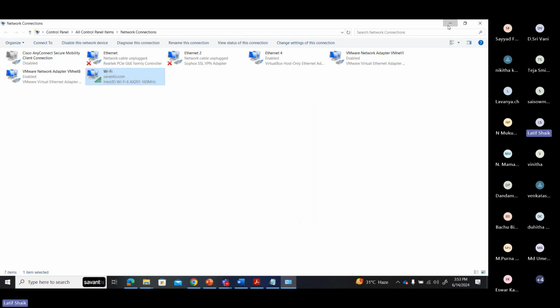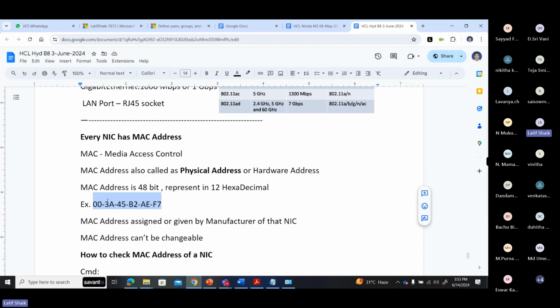It is 12 hexadecimal digits. Even 0, 3, A, everything is a hexadecimal digit here. It's not alphanumeric, it is hexadecimal. So what is a MAC address? Every NIC has a MAC address. It is a fixed address, also called a physical address. It is given by the manufacturer of the NIC.